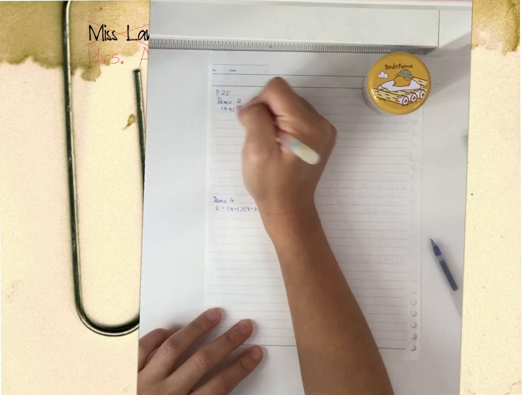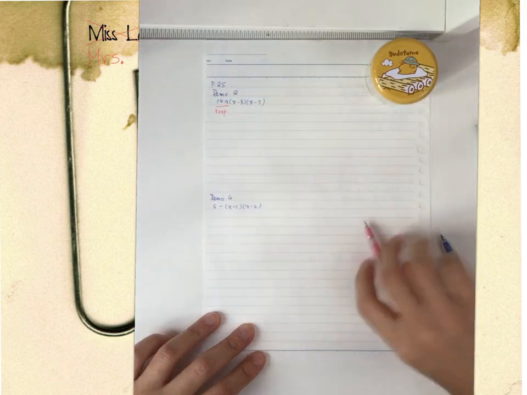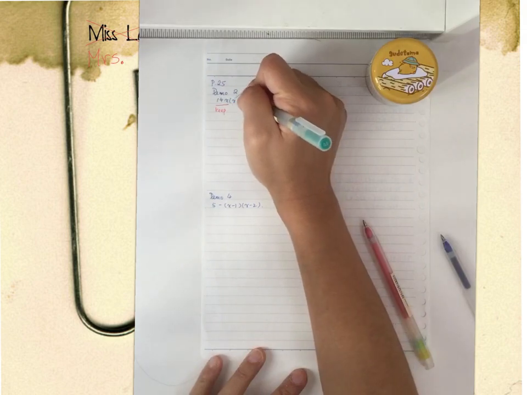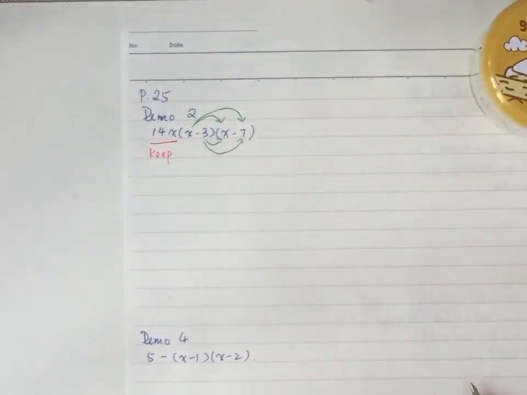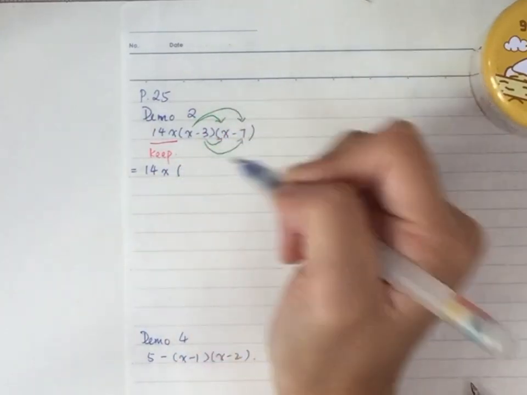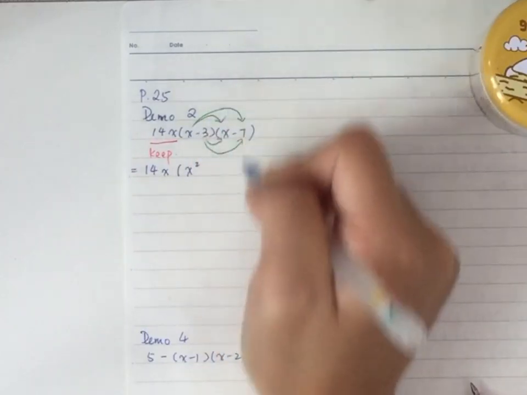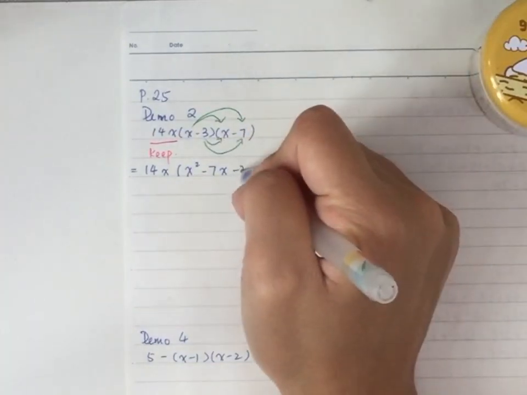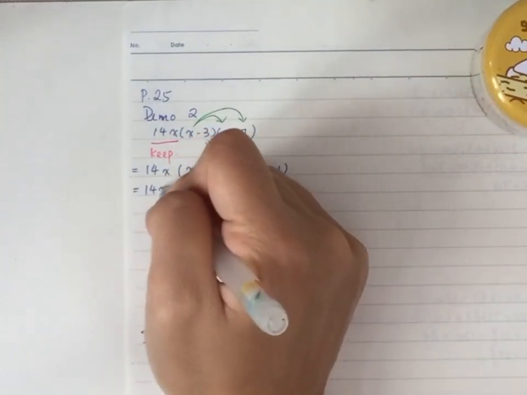In demonstration 2, the expression is 14x multiplied by x minus 3 times x minus 7. For the 14x, we will multiply all the things inside first, so usually we will keep it. That means we don't calculate 14x yet. And remember, we can use either the arrow method or the box method to multiply x minus 3 by x minus 7. So right now we have multiplied the first part, x times x minus 7, and the second part is negative 3 multiplied by x minus 7.